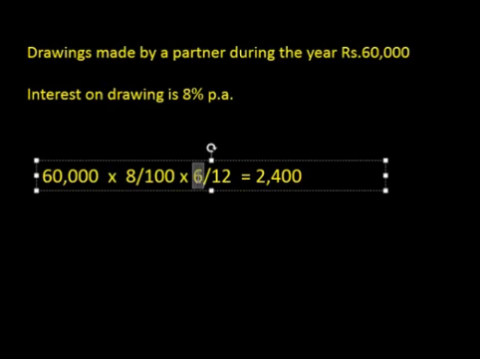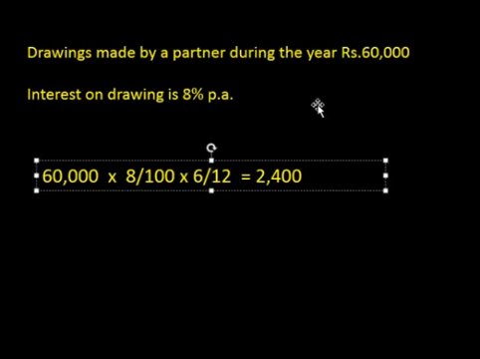Why am I writing 6 by 12? Because the time period is not mentioned. I am assuming that the accounting period is 1 year, and drawing is made in the middle. So the average period will be 6 by 12, and my answer is coming 2,400.